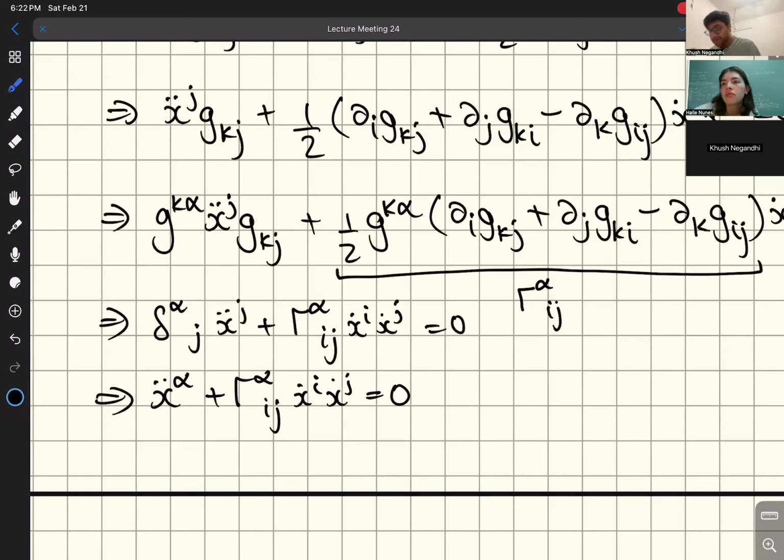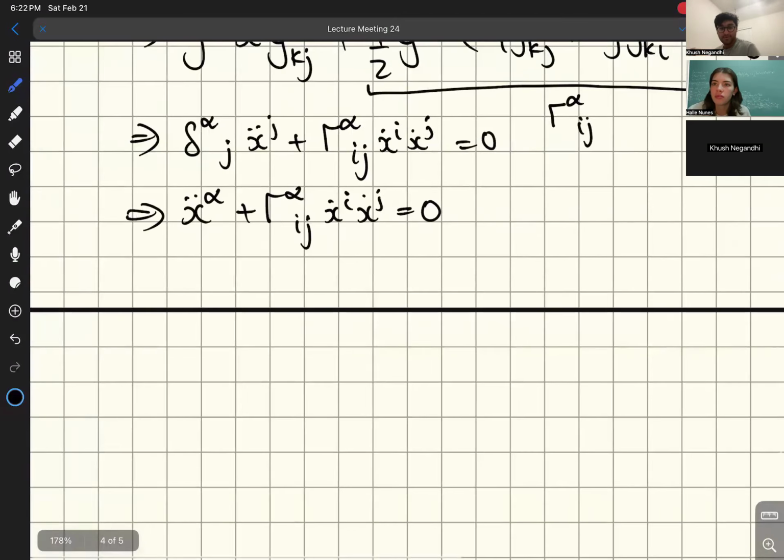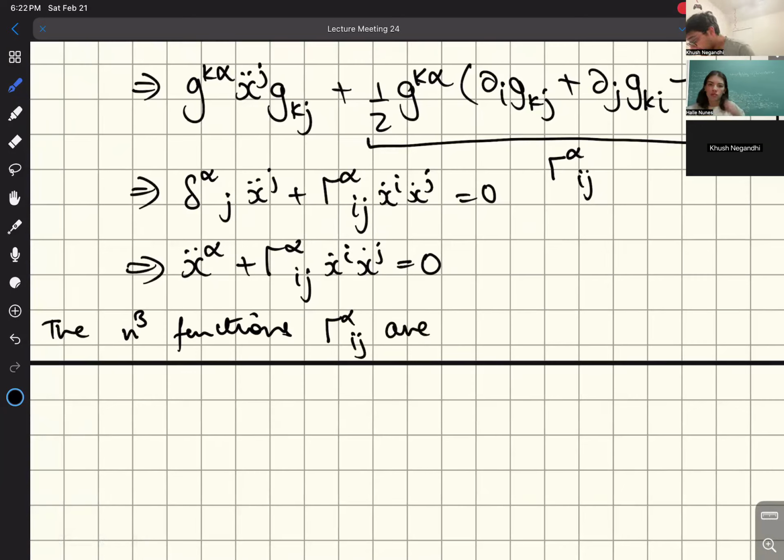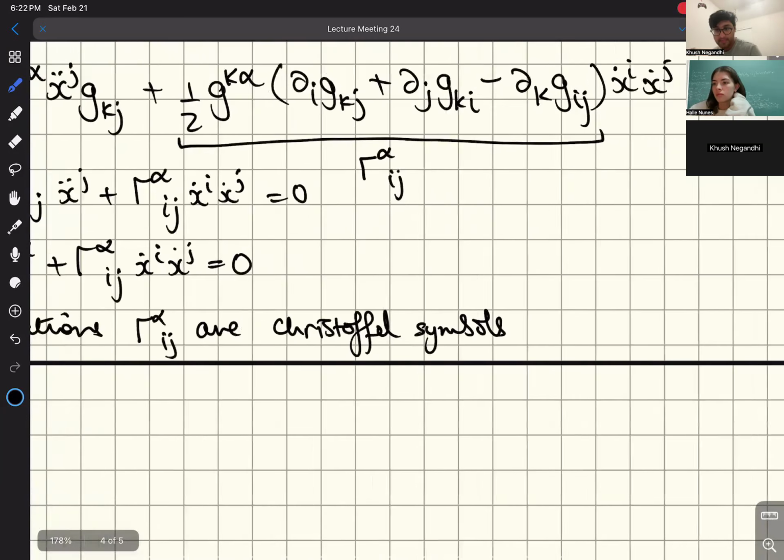These are now, in local coordinates, locally, the geodesic equations. These give you the equations that describe a geodesic. And moreover, we get these n cubed functions, gamma^alpha_ij, which are called the Christoffel symbols.